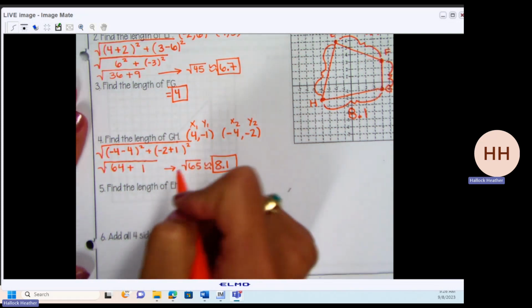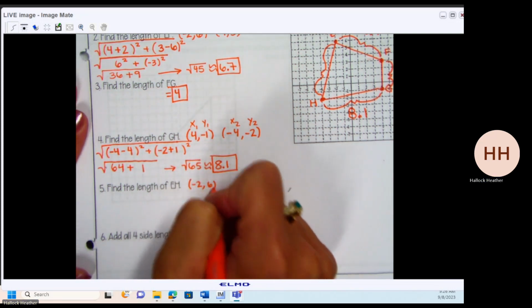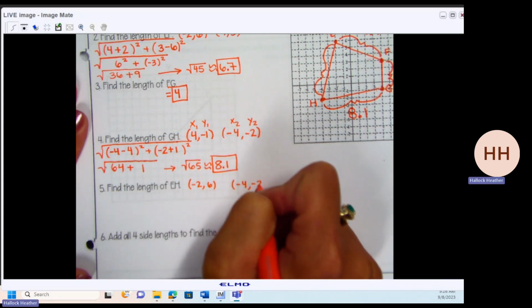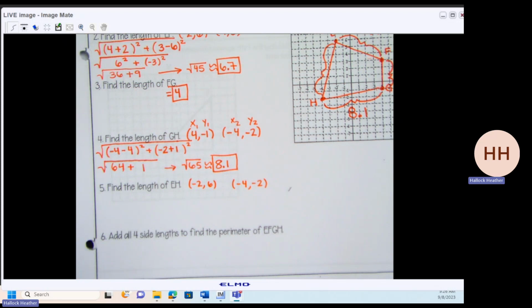So the quarter points you should be using, -2, 6, -4, -2. You're taking your x's, you're subtracting them. You're taking your y's, you're subtracting them. You're done. So you're going to find the length of G to H. You save yourself a step because it's only 3 sides, so you don't have 4 sides at all.